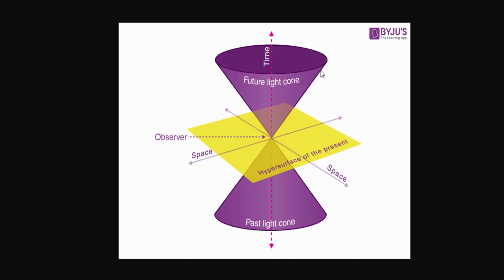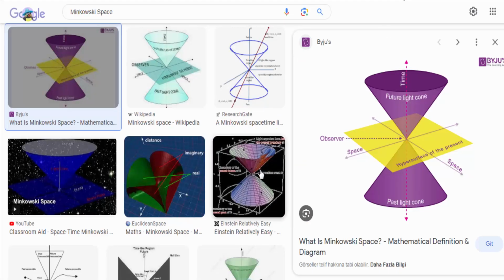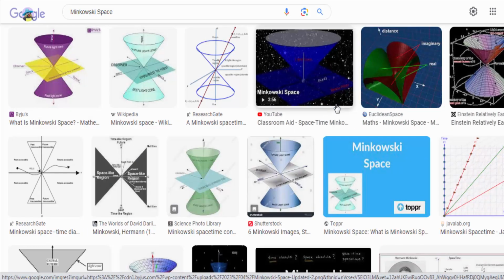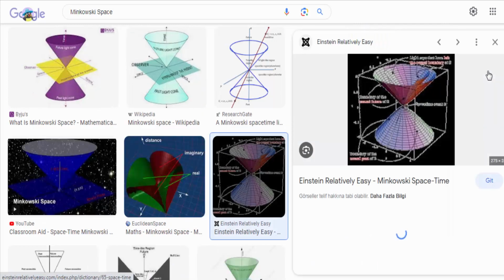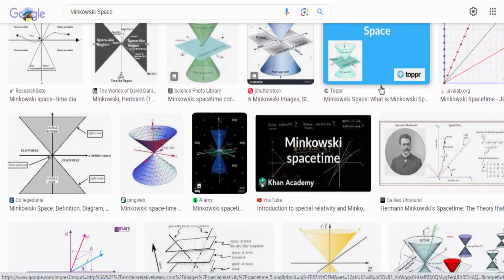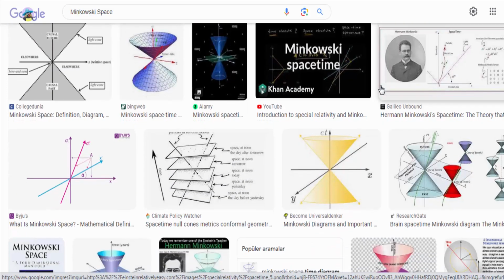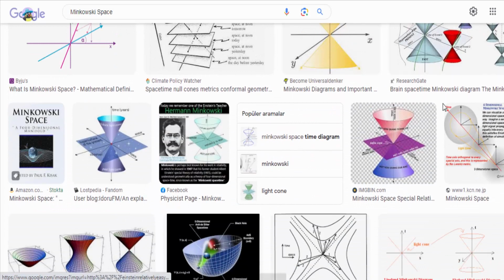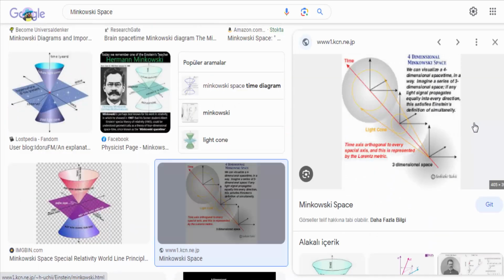In Minkowski space, an event is described by 4 coordinates: 3 spatial coordinates x, y, z, and 1 temporal coordinate ct, where c is the speed of light. The use of the speed of light is necessary to account for the fact that time and space are fundamentally interconnected in relativity. The geometry of Minkowski space differs from the Euclidean geometry commonly used in everyday life.